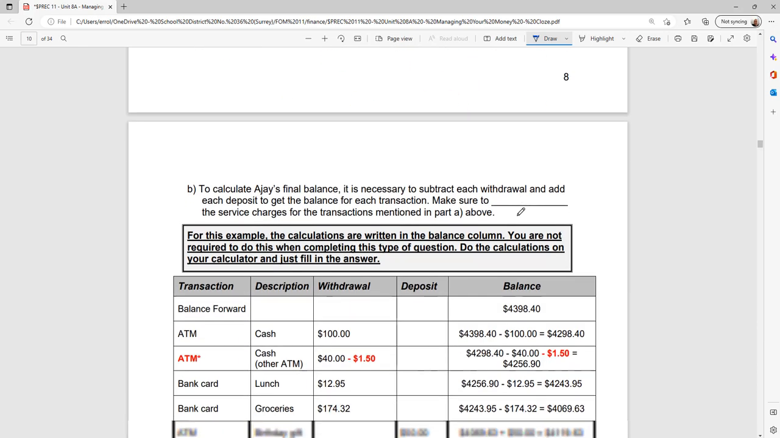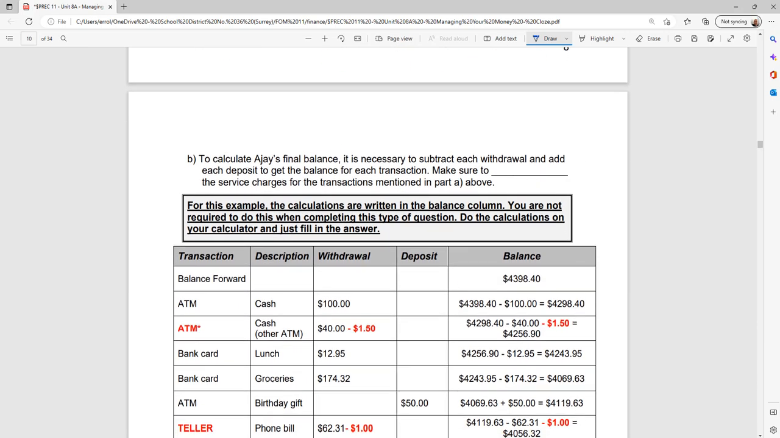So it says to calculate AJ's final balance, it's necessary to subtract each withdrawal and to add each deposit to get the balance of each transaction. So make sure to include the service charges as well. So for this example, the calculations are written in the balance column. You are not required to do this when completing this type of question. Do the calculations on your calculator and just fill in the answer.